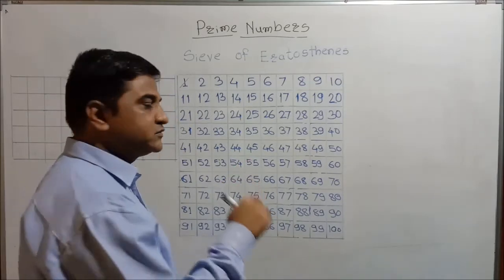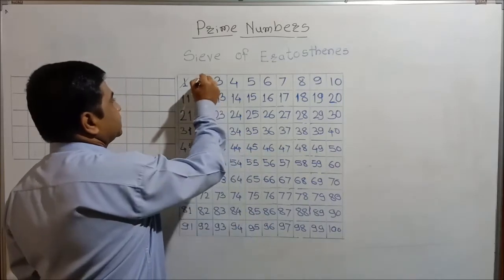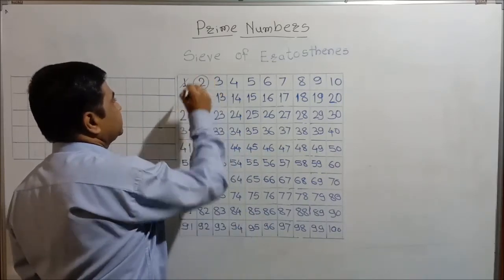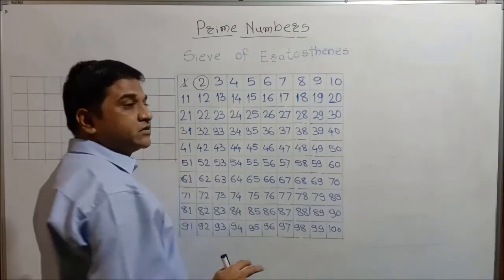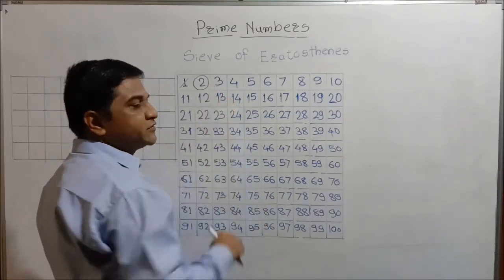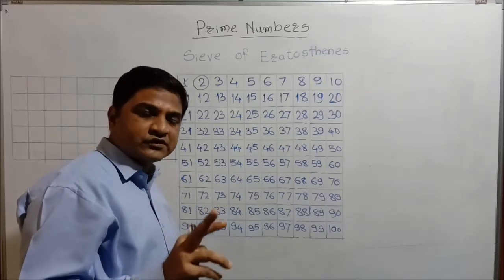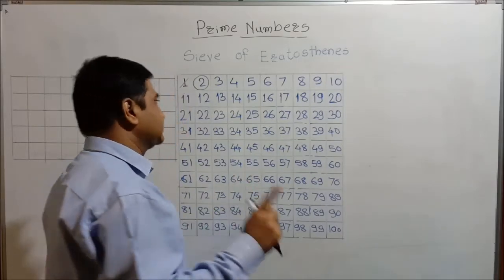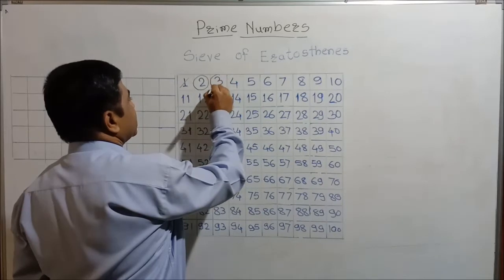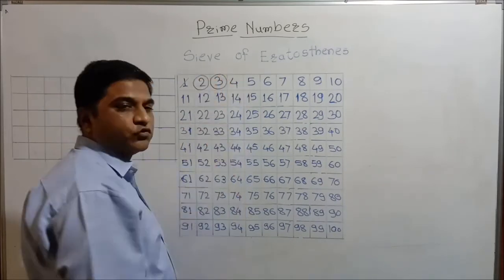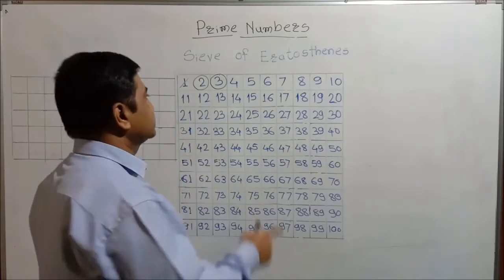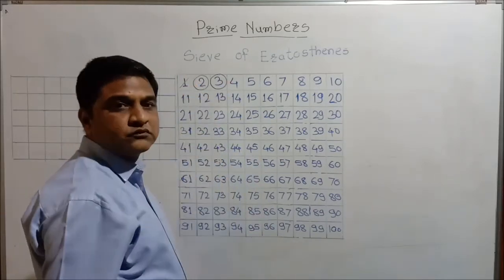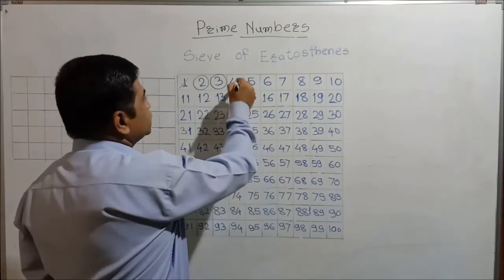We have the next number, 2, and we know that 2 is a prime number. It has only two factors, 1 and 2. What is the next number? It's 3. It also has only two divisors, 1 and 3, so 3 is also a prime number. What about 4? Can 4 be divided by any number other than 1 and 4? Yes, 4 can be divided by 2. So we are going to cut 4.